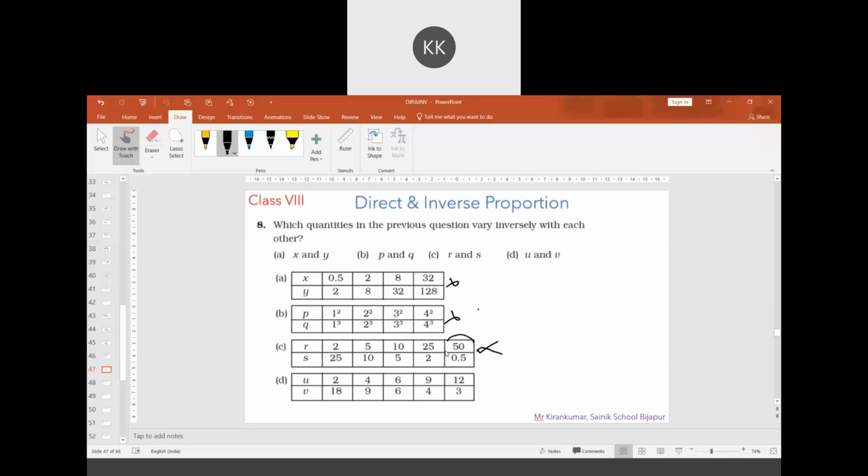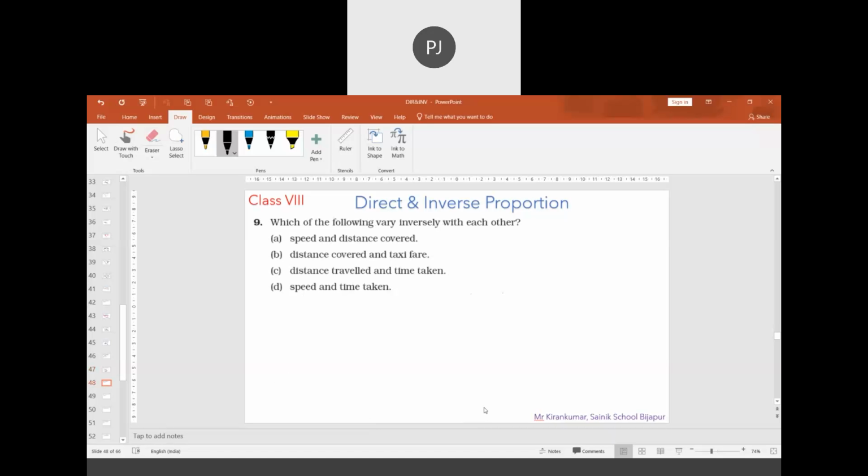So this is not possible. Option D is possible, because each time in option D the product we get is 36. We will get 36, 36, 36. So that will be equal. Very good.